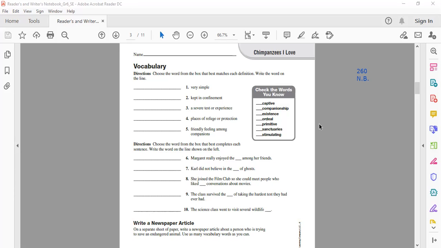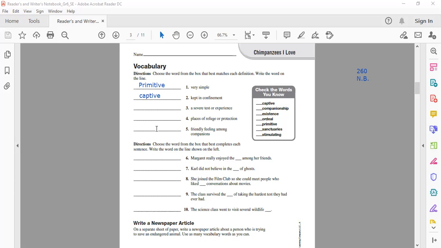So very simple, huh? Which word means very simple? Wait, miss. Open page 260, please. Okay, I opened it. Primitive. Primitive, very good. So we have the first word, primitive, which means very simple or not complicated. Okay, and then number 2, Malak. Kept in confinement against your will, to keep somebody behind bars. What do we call it? Captive. Captive, very good. So you keep that person captive.